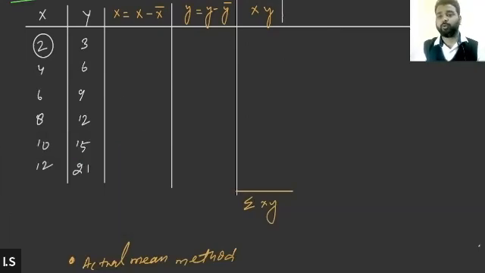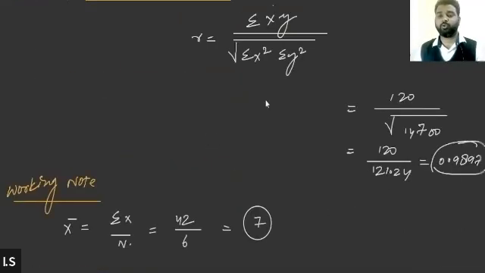Now look at the denominator section of the formula. In the denominator section of the formula, you require sigma x square. That means you need to square the deviation of x, right? You will have to square the deviation of x and do the total of it. Then you need to find out the deviation of y, find out the square, and then total it.